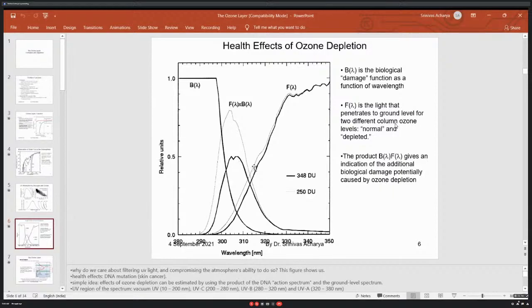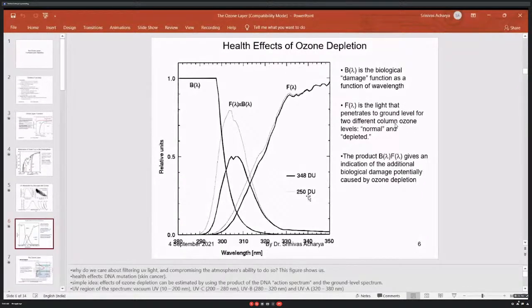You can see here there are two lines, a dashed line and a solid line. The dashed line is your depleted ozone, showing the intensity of light passed through this depleted ozone layer. Depleted means there is 250 Dobson unit of thickness. What do you mean by Dobson unit? Anyone?